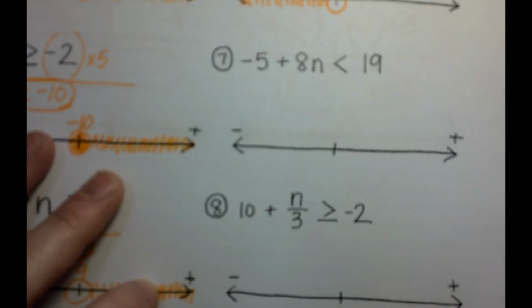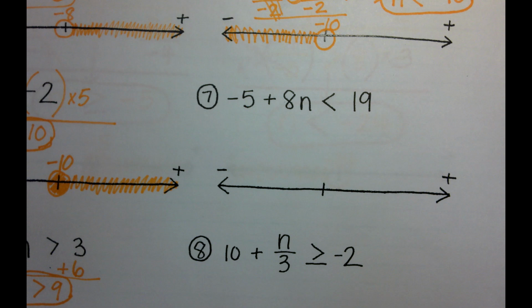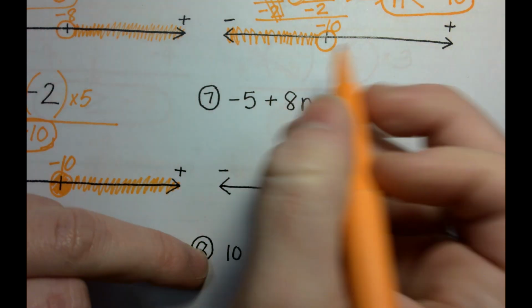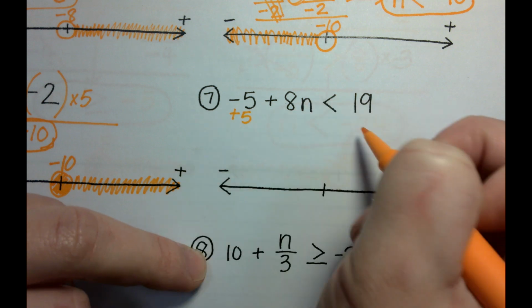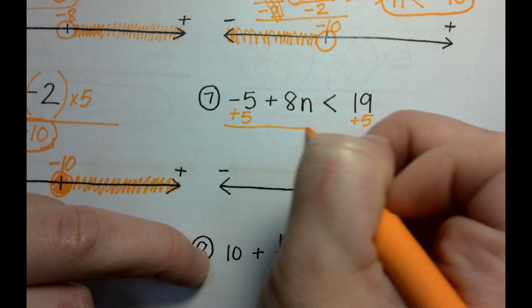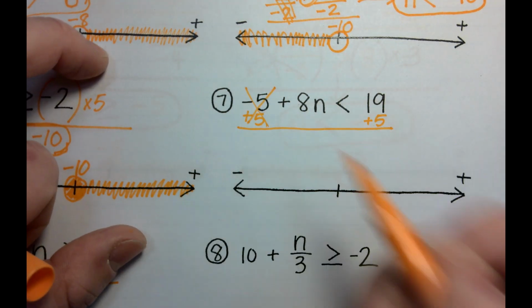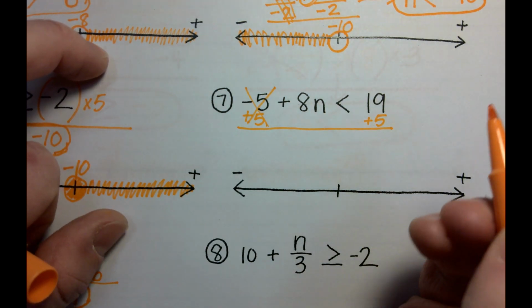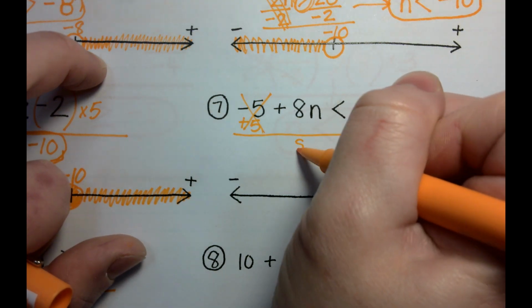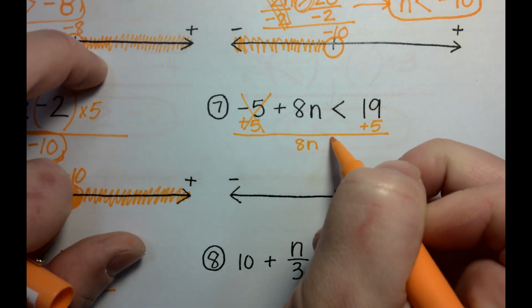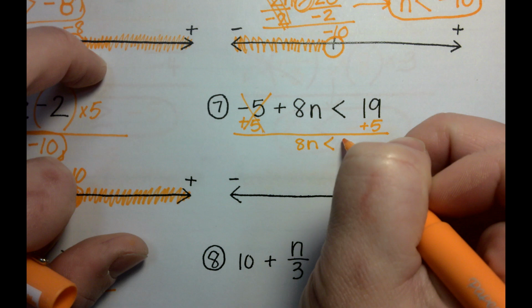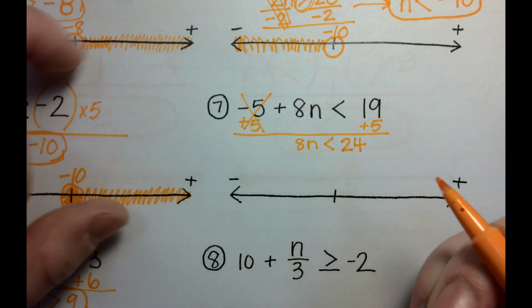So, number 7. What would we do here first? Add 5 on both sides. Yes, we're gonna add 5 on both sides. We want to get rid of that -5. Okay. This will cancel. We'll bring it all down. We've got 8 times n is less than 19 plus 5 is 24.